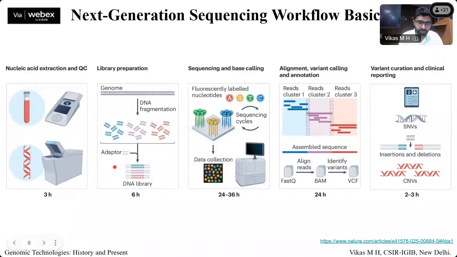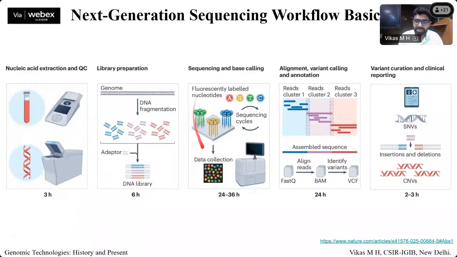And then you add adapters, where you get to identify which DNA is from one particular sample. So you basically barcode these samples, and all these together are called the DNA libraries. And then these are put into the sequencing machine. In detail, we'll see in the next slides.